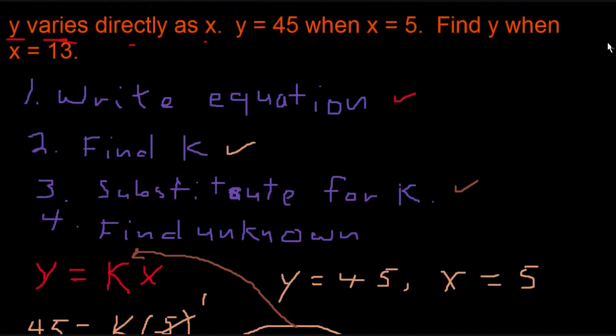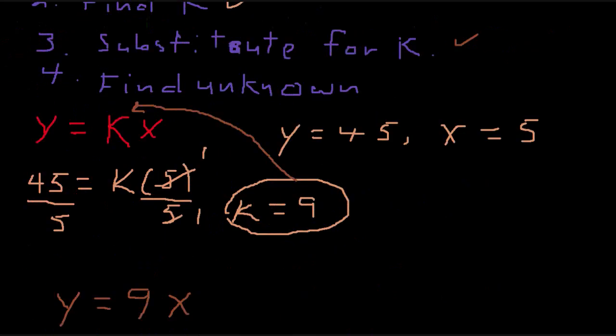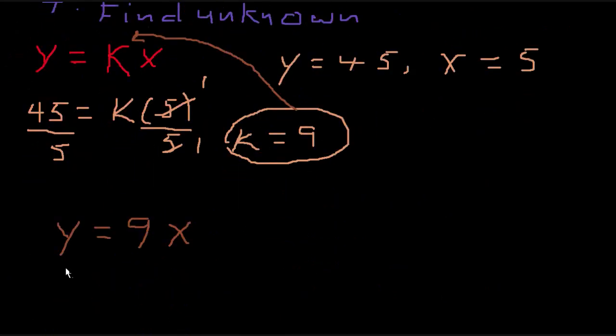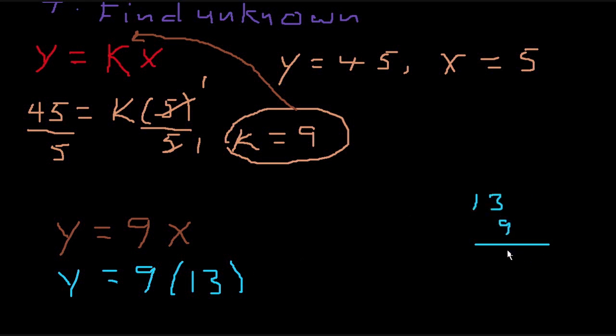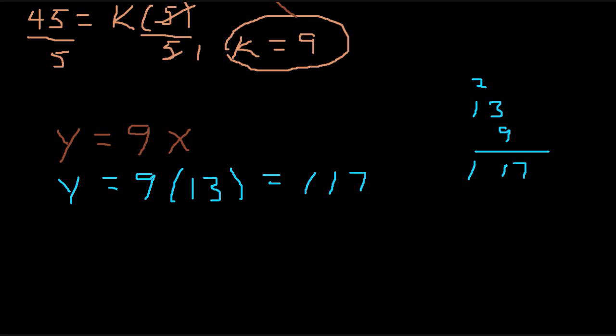Next step, find the unknown. So I better check, oh yes, I'm supposed to find y when x is 13. Come back down here, and I'm going to find y, and my constant k is now 9. I'm writing 13 in for x, and then all I need to do is multiply 13 times 9. I get 117. And so my answer to the first problem is y equals 117.